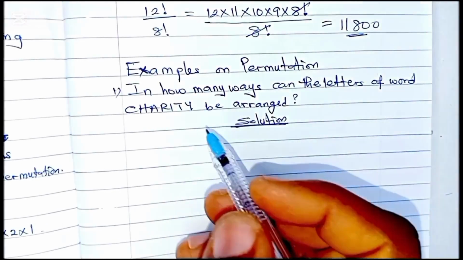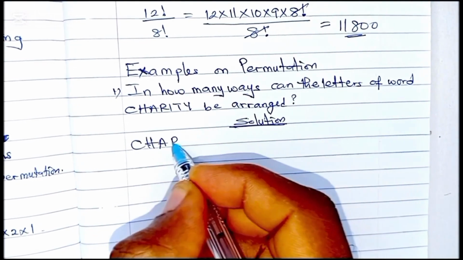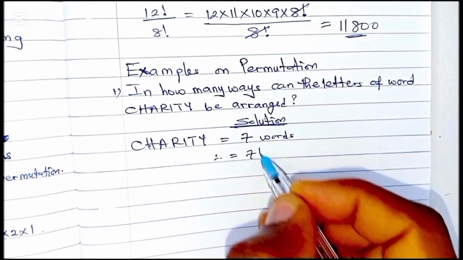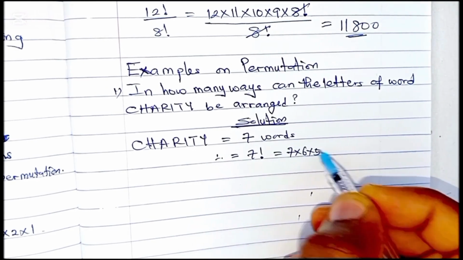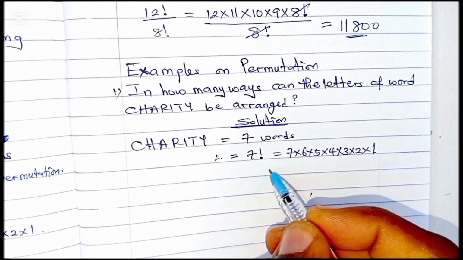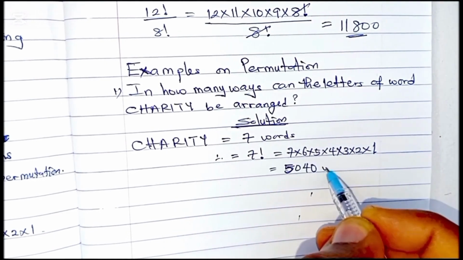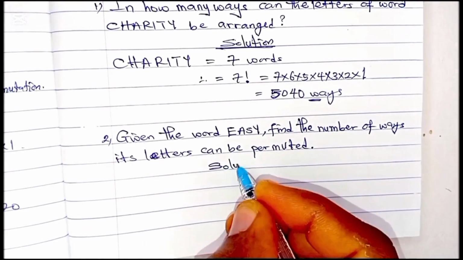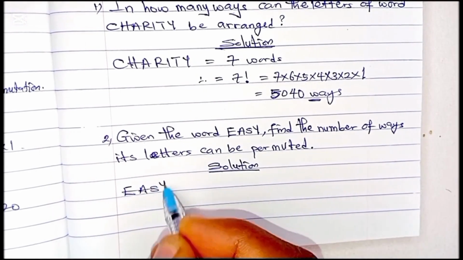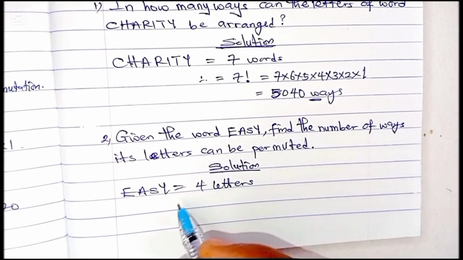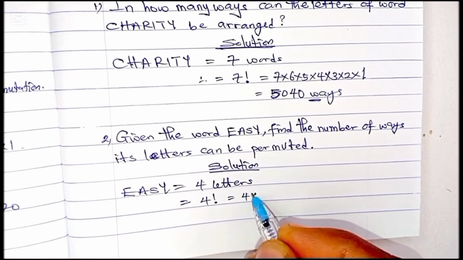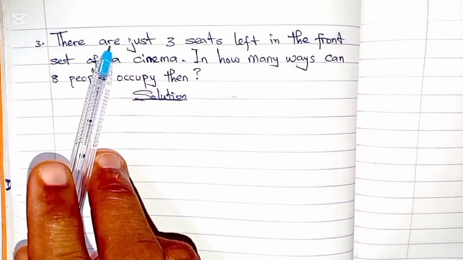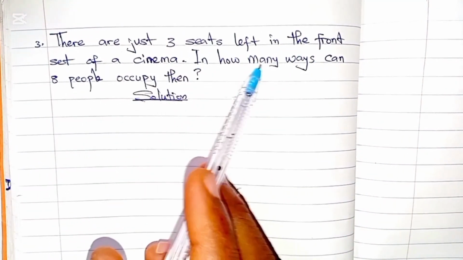Now, examples on permutation. In how many ways can the letters of the word charity be permuted? We see that charity has 7 letters. And so in other words, we can arrange that in 7 factorial ways. And that is going to give us 5,040 ways of permuting it. If we are given the word easy, and we have to find the number of ways we can rearrange the letters, easy has 4 letters, and that means we can arrange it in 4 factorial ways, and that will give us 24 ways.